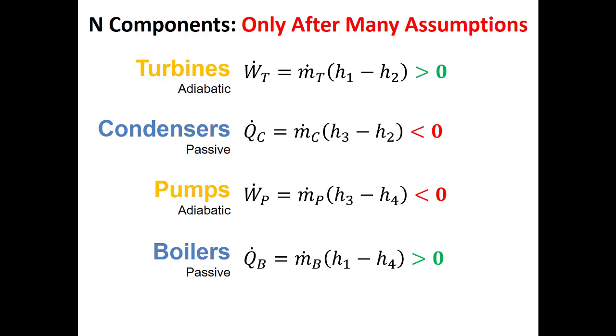And when we do that, we know that our turbines are going to be m dot times h in minus h out, and they should have positive power. Our pumps are going to be m dot times h out minus h in. They should be negative power. Our boilers, where we're adding heat, is going to be m dot times h out minus h in, and we'd expect those numbers to be positive. And our condensers, if we're trying to find heat transfer rate there, will be m dot times h out minus h in. We expect that to be negative.